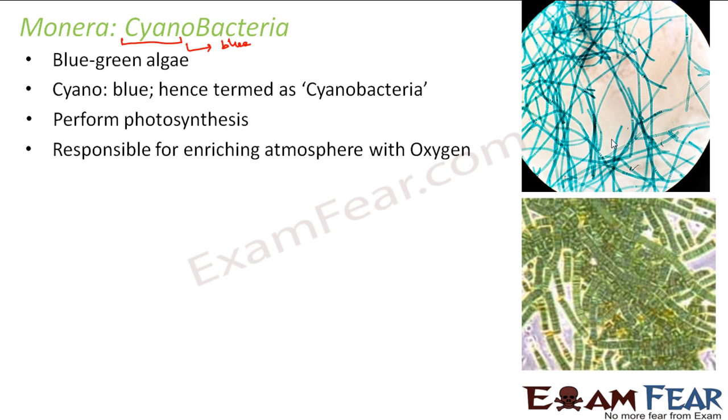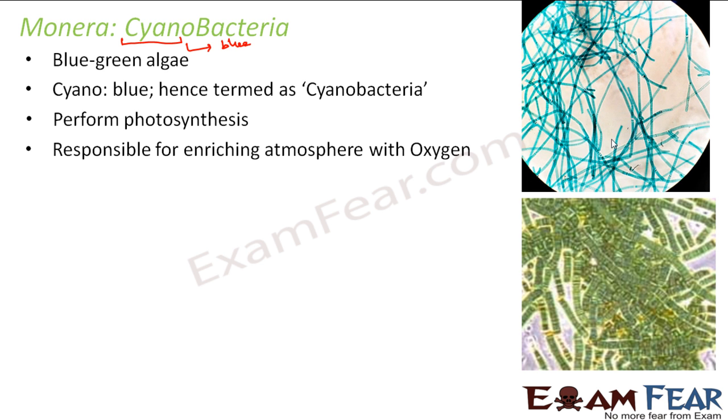Responsible for enriching atmosphere with oxygen. This was one of the very important contributions of these cyanobacteria on this earth. As I said, these cyanobacteria were one of the oldest life forms. In fact, they are actually considered to be the ancestor. Now, when Earth was created, do you know why there were no life forms on Earth? That's because there was no oxygen on Earth. And every life form, in order to survive, needs oxygen, right? So these cyanobacteria were actually responsible to bring oxygen into the atmosphere. Today we have almost 21% of oxygen in our atmosphere, and that oxygen came into the atmosphere because of these cyanobacteria.